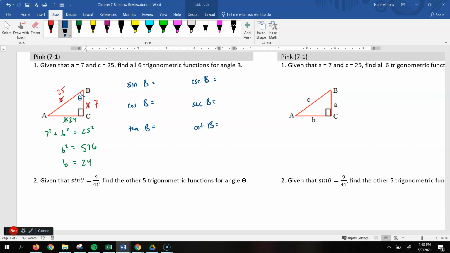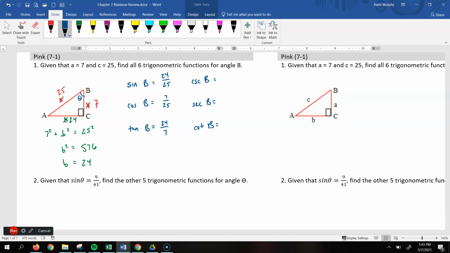Let's start out with the sine of angle B. The sine of angle B would be opposite over the hypotenuse. The opposite leg would be 24, and the hypotenuse would be 25. That's all I have to do. The cosine of angle B would be adjacent over the hypotenuse, so that would be 7 over 25. And lastly, the tangent is the opposite over adjacent, so that would be 24 over 7.